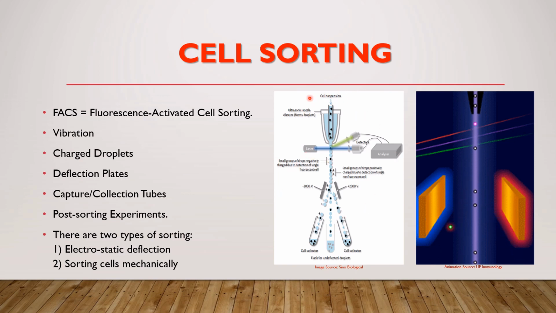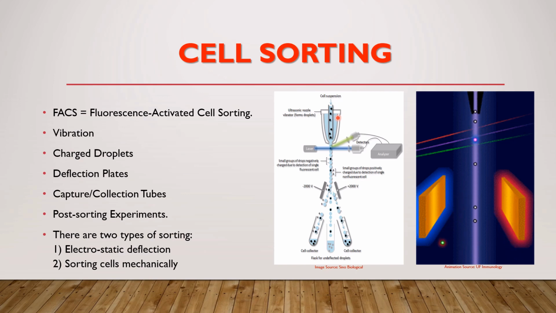So let me explain this principle. This is the schematic diagram of the cell sorter. When you give the cell suspension, there is an ultrasonic nozzle along with the vibrator, which forms the droplets of cells like this. Here you can see the droplets. These droplets are charged, depending on you.